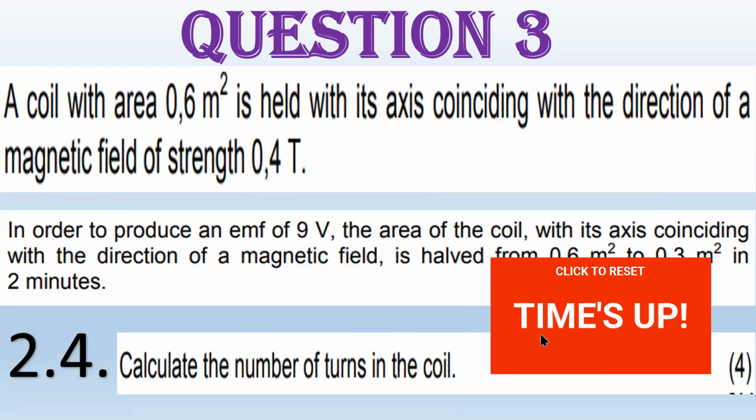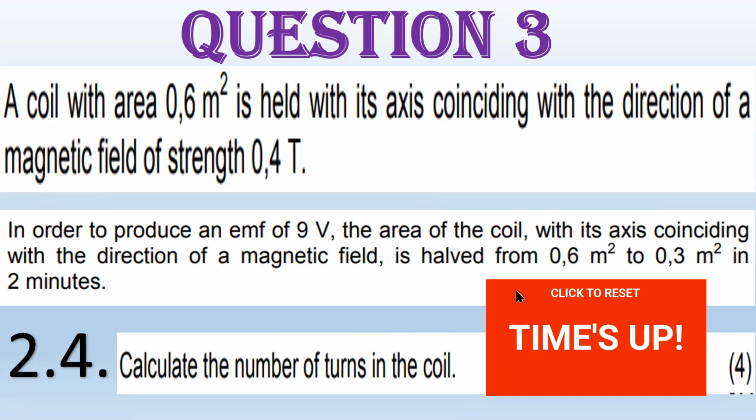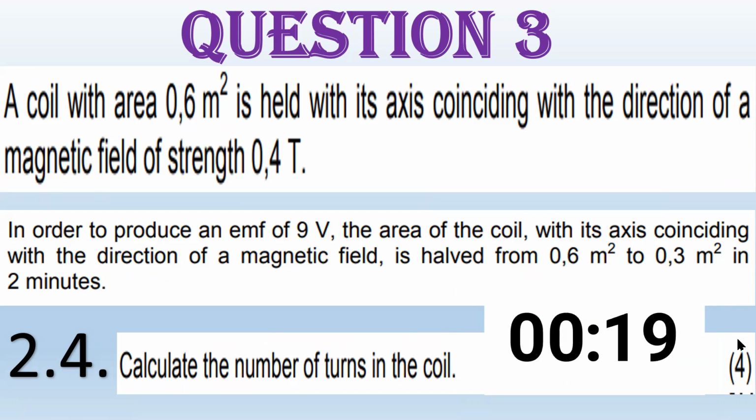Now they are asking you to calculate the number of turns in the coil. The area is given, the magnetic field is given, but now they change the area from 0.6 meters squared to 0.3 meters squared. All right, okay, just so we explain, you are going to calculate the number of turns. Good luck.